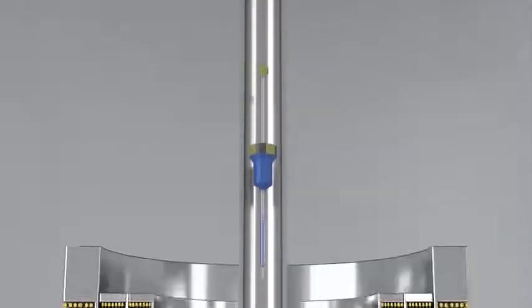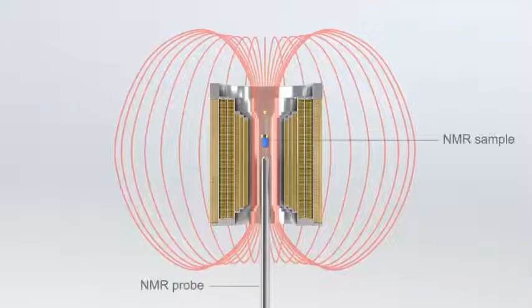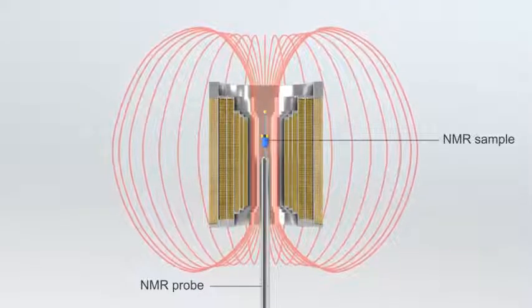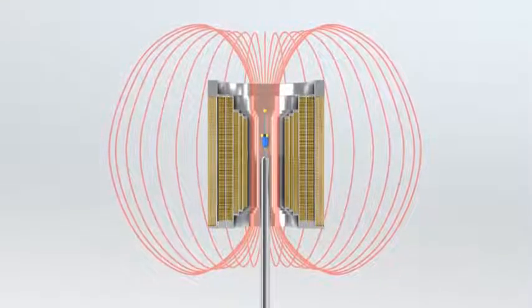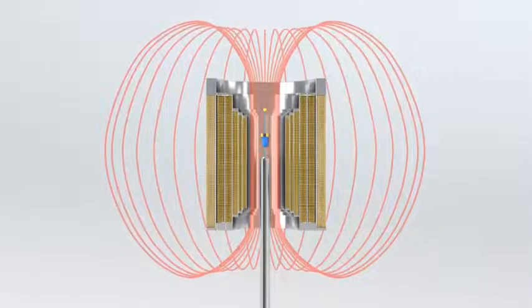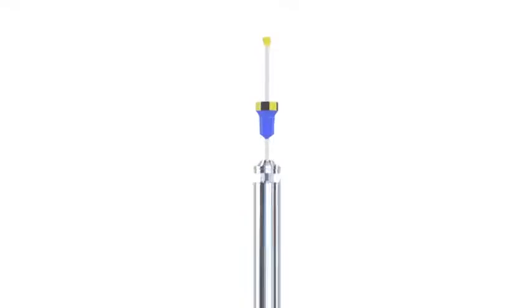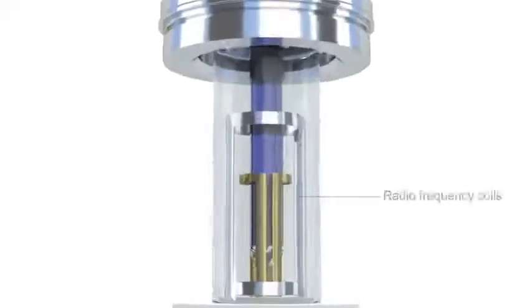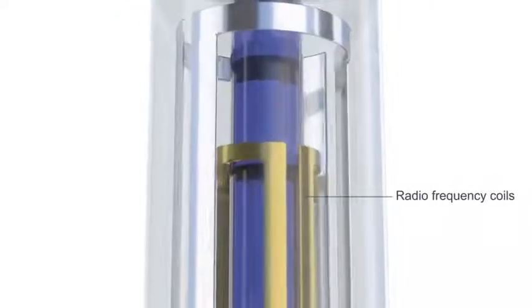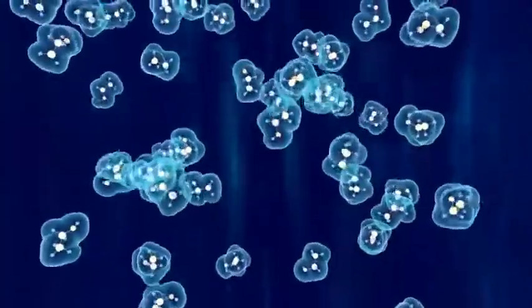Samples are inserted in the center of the magnet and are positioned in the NMR probe. So the sample is located at the position of the strongest field and highest homogeneity of the magnet. The NMR probe consists of coils that are used to excite the sample and record signal responses at radio frequency.